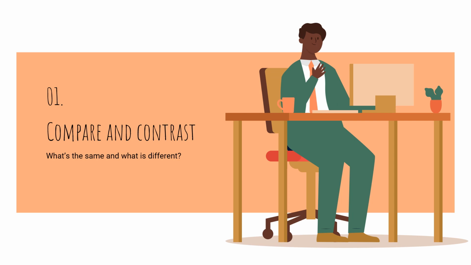So the first thing we have to do before we can even write our paragraph is to make sure that we know the differences and the similarities between both texts. So the first thing we're going to do is analyze both texts and see if we can find anything that's the same and anything that's different.